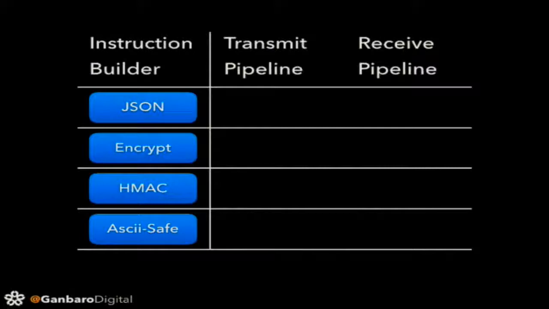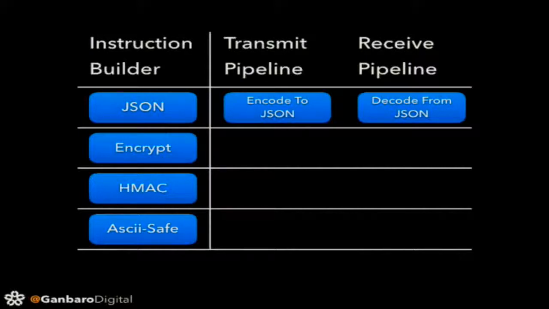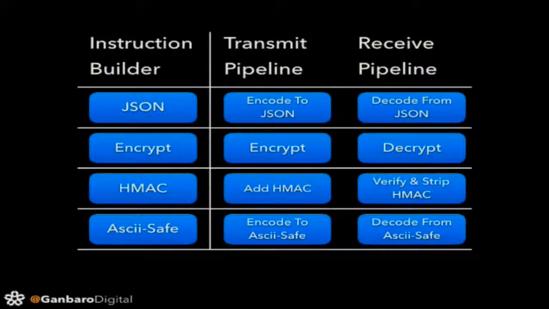So let's fill out this table. Here's our list of instruction builders, our factories. For JSON, it's really straightforward what we do. And it's easy to fill this out for everything else. There's always two instructions for every module we've identified. A forward and a reverse: how we do something and how we reverse what it's done.